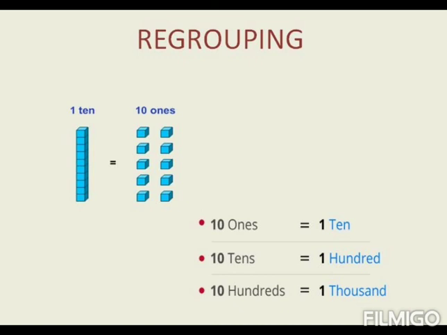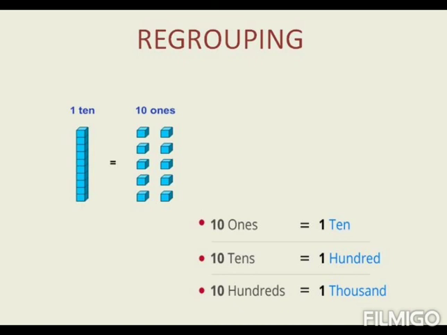Okay. See, while adding we are regrouping the numbers. When we are getting 10 or more than 10, at that time we have to regroup the numbers into tens and ones. We only write the ones place number in the particular place, and the tens place number we should carry over to the next place.